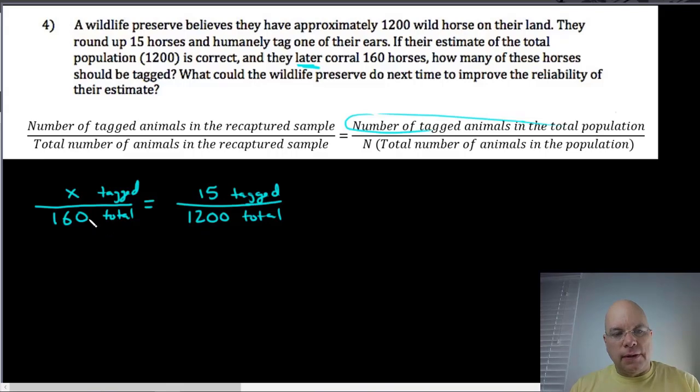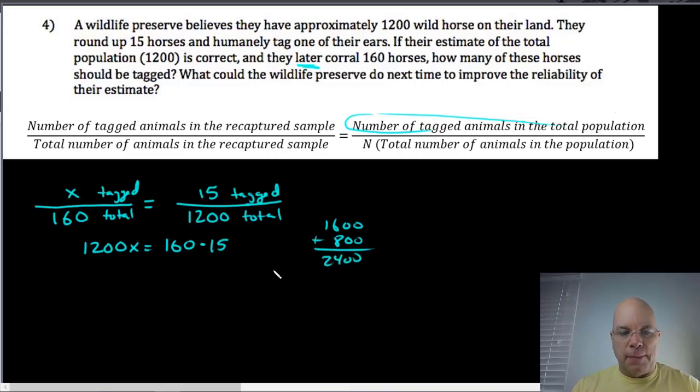Okay, I look at the 160 and the 1,200. I don't see an easy scale factor. 15 and 1,200, there might be an easy way to scale 15 up to 1,200, but nothing jumps out at me as being extremely easy. So I'm just going to set up a cross product equation. 1,200 multiplied by X is equal to 160 multiplied by 15. 160 multiplied by 15 is easy because it's 10 160s, which is 1,600, and 5 160s, which should be half of 1,600 since 5 is half of 10. So that's 2,400 for my product.